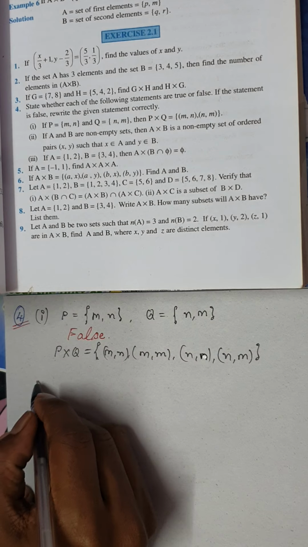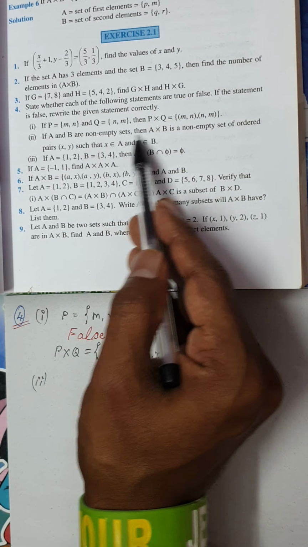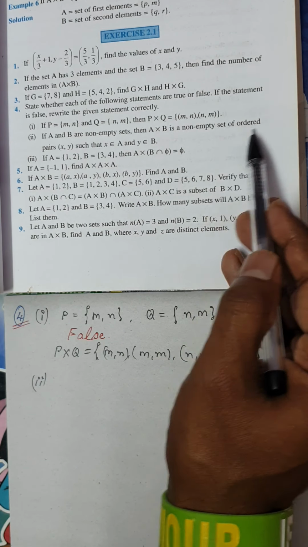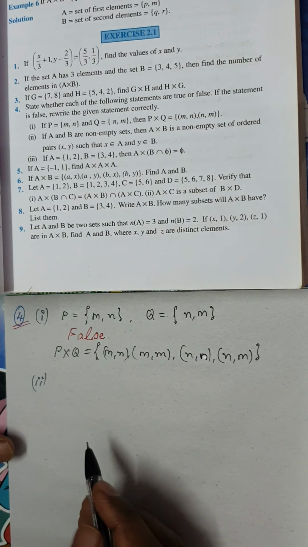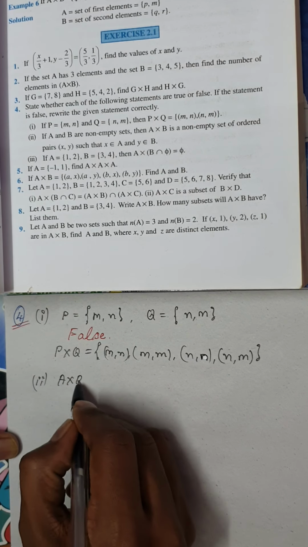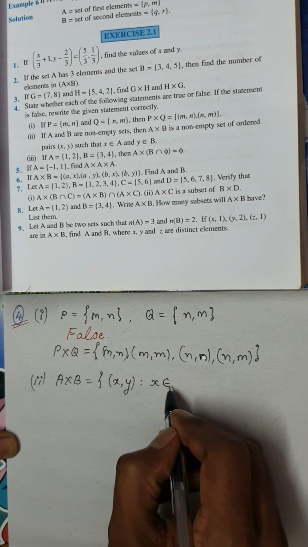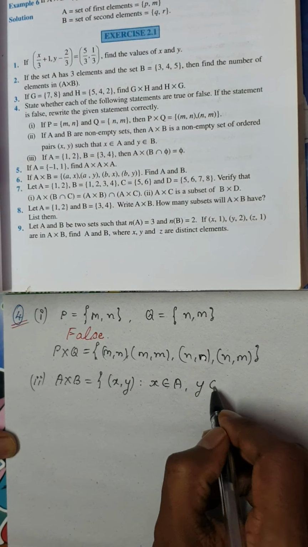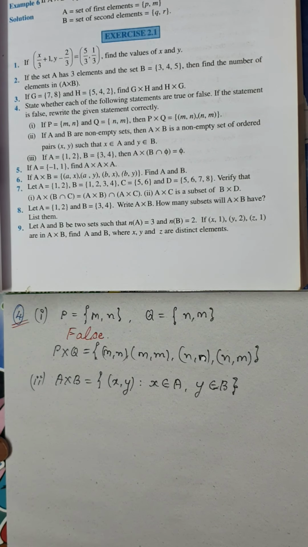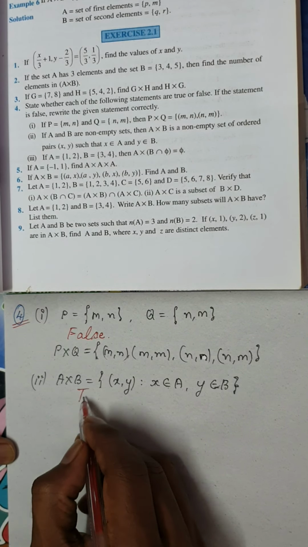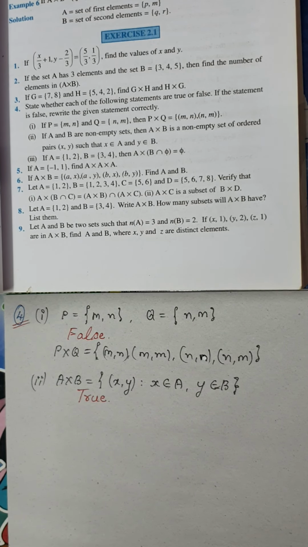Moving on to the second sub question in the fourth one. If A and B are non-empty sets, then A cross B is a non-empty set of ordered pairs (x, y) such that x belongs to A and y belongs to B. This is nothing but saying A cross B is the set of every ordered pair (x, y) such that x belongs to A and y belongs to B. We all know that this is the definition of A cross B. So this is correct. The statement is true. Since the statement is true, we have nothing to do. Let's go on to the next sub question.